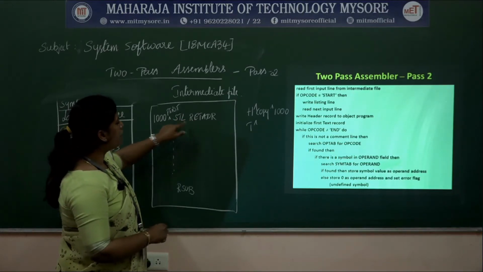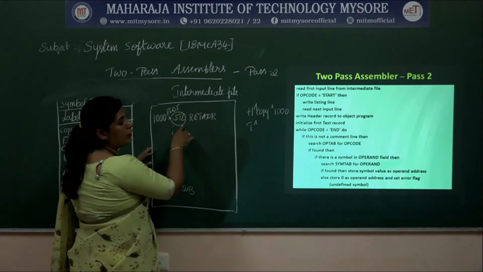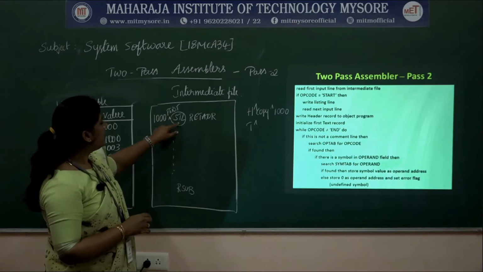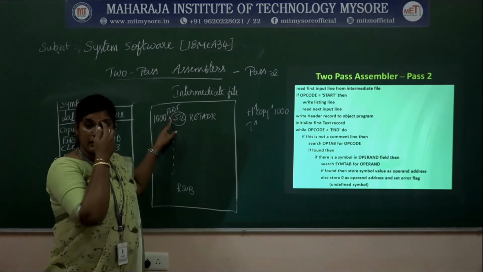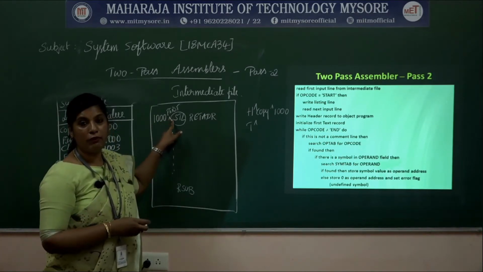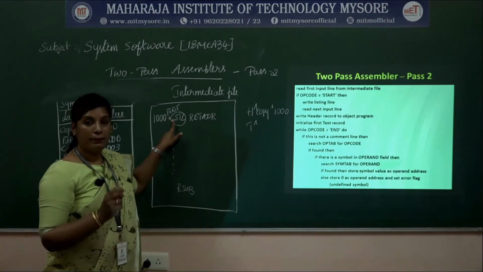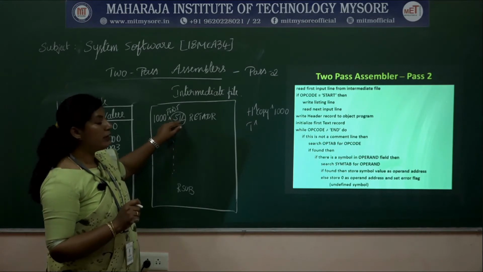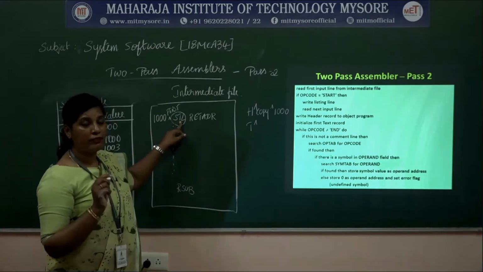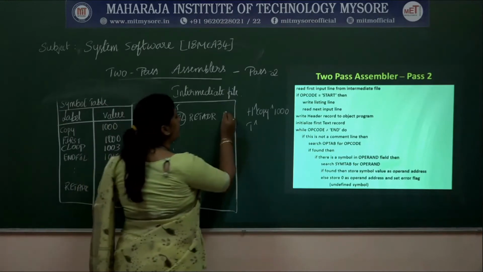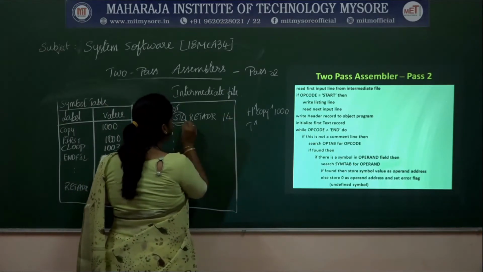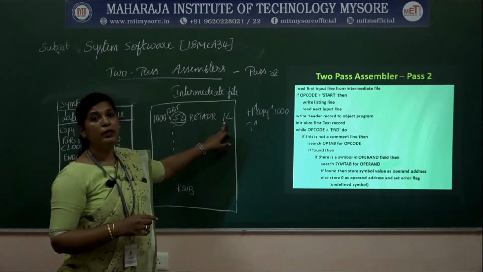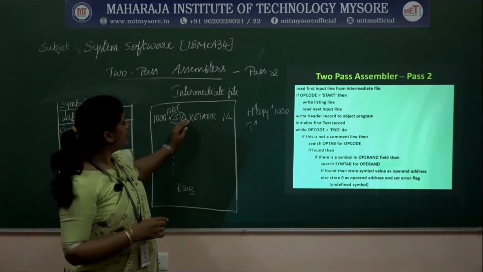Then it is going to search the opcode table for that opcode. STL: the opcode table is a static table which has the entries of all the opcodes of all the instructions. So for STL it is going to get the opcode. Of course the opcode of STL is 14. So it will get that value and translate that mnemonic into its opcode. After that it will move to the next one.